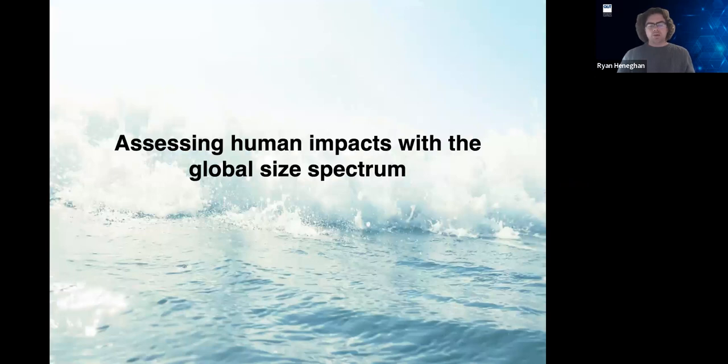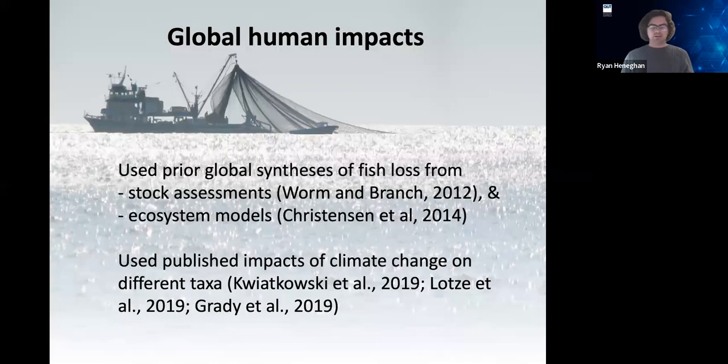So we had our size spectrum, and we found that Sheldon et al. were broadly right, and so we thought now we could use this to assess human impacts with the global size spectrum. We were looking at two main human impacts, ones I briefly touched on at the beginning: fishing and climate change. For fishing, we pulled together a synthesis of fish loss from stock assessments. These are examples like RAM and branch, or ecosystem models.